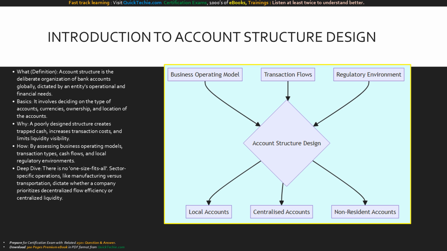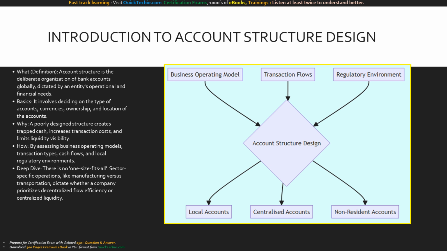Let's look at the flowchart on your screen, which visualizes the foundational drivers of account architecture. At the top, you see three critical inputs: your business operating model, your transaction flows, and the local regulatory environment. These all feed directly into the central decision node, account structure design. As we move downwards, this design branches into three primary execution vehicles.